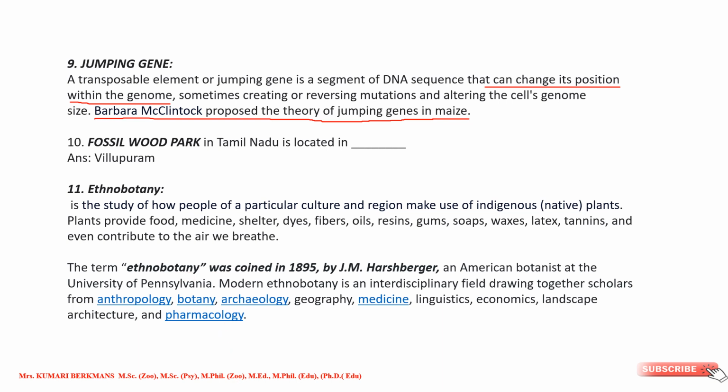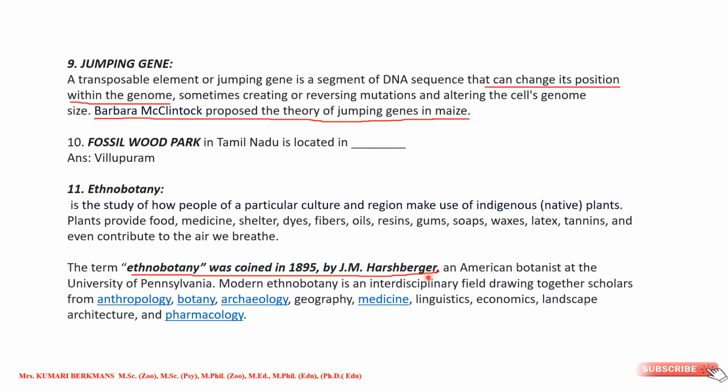This term ethnobotany was coined in 1895 by J.M. Hasberger. Keep in mind this name is very important. This will be asked in TNPSC. It was already asked also, in one of the papers. So keep this in mind. Ethnobotany was coined in which year? 1895 by J.M. Hasberger. He is an American botanist at the University of Pennsylvania.